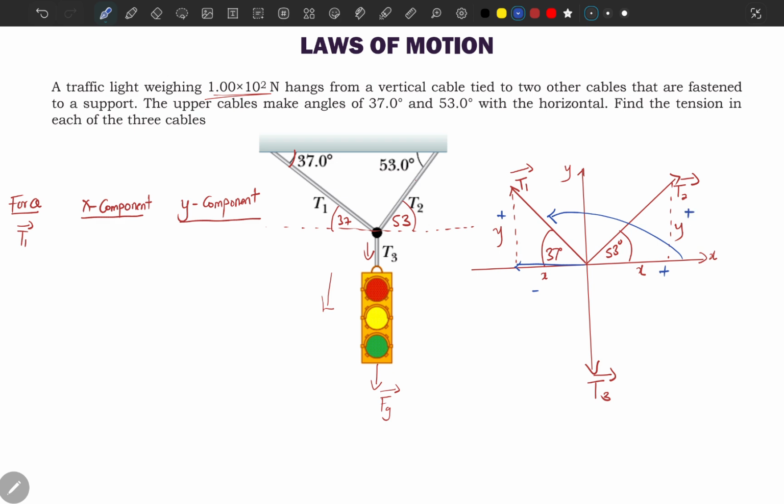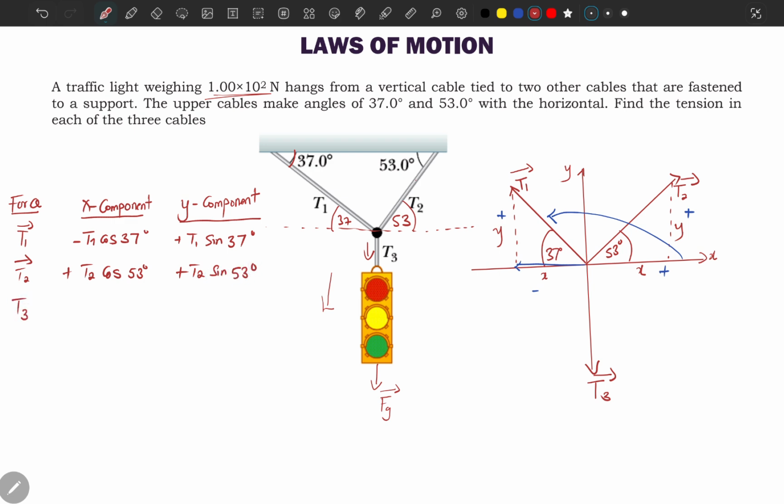If you use the way that X is negative, meaning you can use 37, like the way I'm going to do it. So I'm going to add the negative because the X here is negative. Then I'm going to say tension 1 cosine 37. The Y is positive, so that will be positive: tension 1 sine 37 degrees. Let's go to tension number 2. Everything is positive. So we have positive T2 cosine 53 degrees. Then we have positive T2 sine 53 degrees.